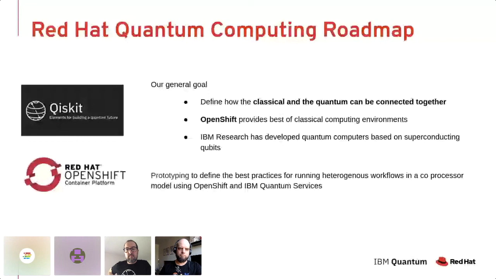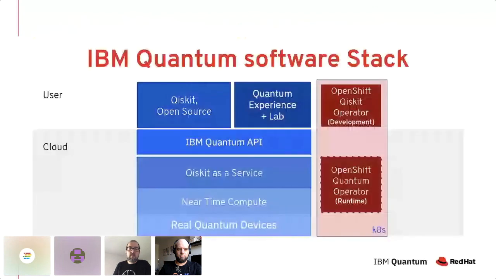With OpenShift, we have one of the best classical computing environments, and IBM Research has developed quantum computers based on superconducting qubits. So we are prototyping to define the best practices for running heterogeneous workflows in a coprocessor model using OpenShift and IBM quantum services. Like Parul mentioned, our idea is to have this hybrid cloud between the user, the cloud, and obviously our real quantum devices.